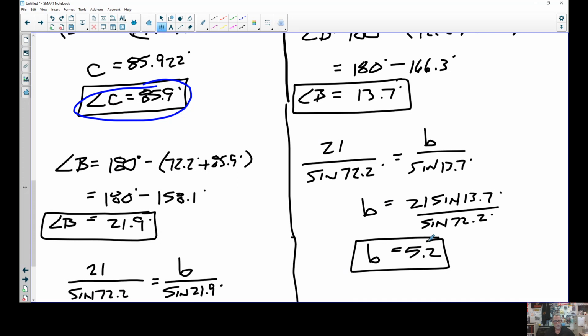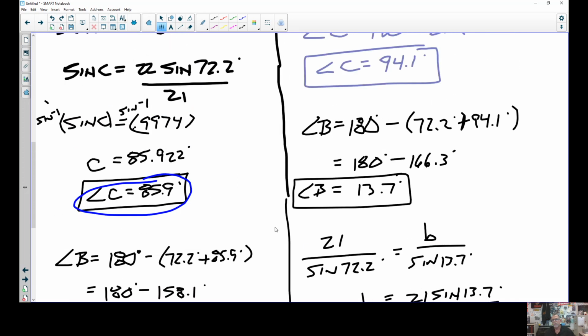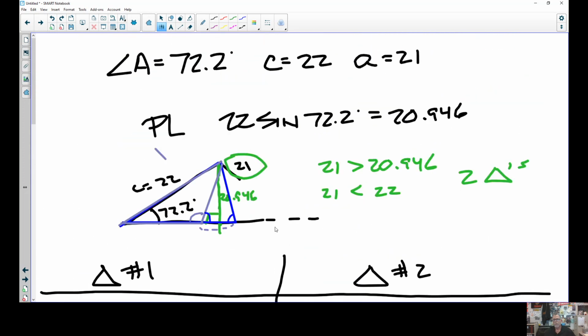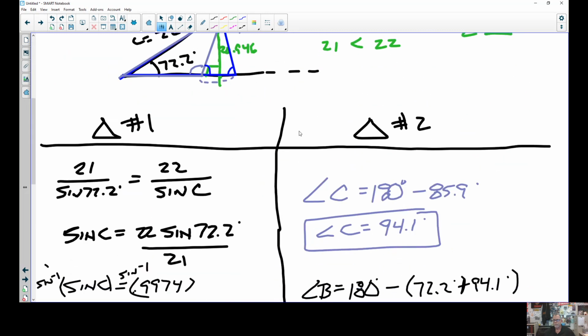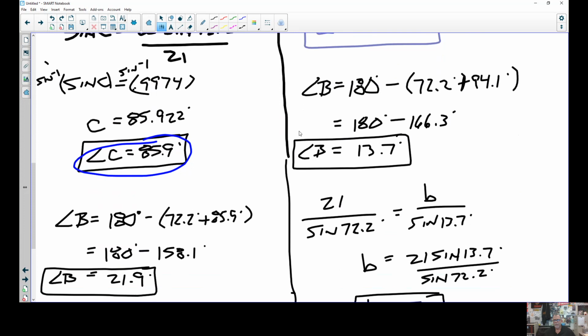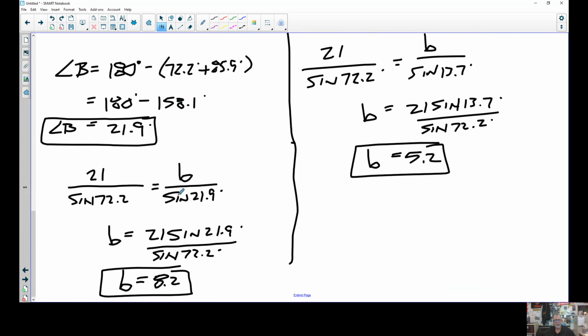So these are our two sets of solutions. These are two possible triangles that would come from this initial set of information. All right. So that's what we got. Now, that sounds pretty involved, and it sounds like it's incredibly difficult, but it really isn't that bad once you get used to it.